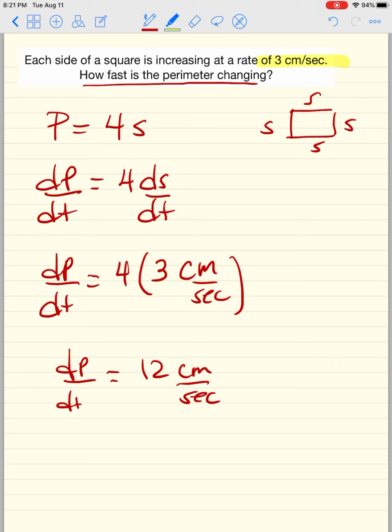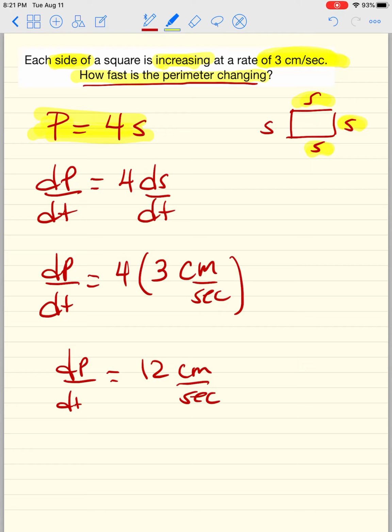Each side of a square is increasing at a rate of 3 centimeters per second. Okay, so each side is increasing at a rate of 3 centimeters per second. How fast is the perimeter changing? So we know that the formula for the perimeter of a square is 4 times side, because there's 4 sides. So s plus s plus s plus s.